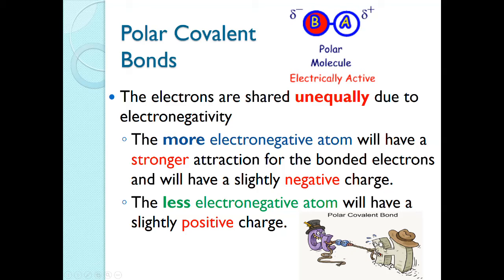So because chlorine is the stronger one, it's going to pull those electrons closer to it. It doesn't mean hydrogen loses them, it just means that chlorine is closer to winning that tug of war than hydrogen. And because chlorine is stronger, it's going to have a slightly negative charge. And because hydrogen is the weaker atom, it's going to have a slightly positive charge, because its electrons are being pulled closer to chlorine.